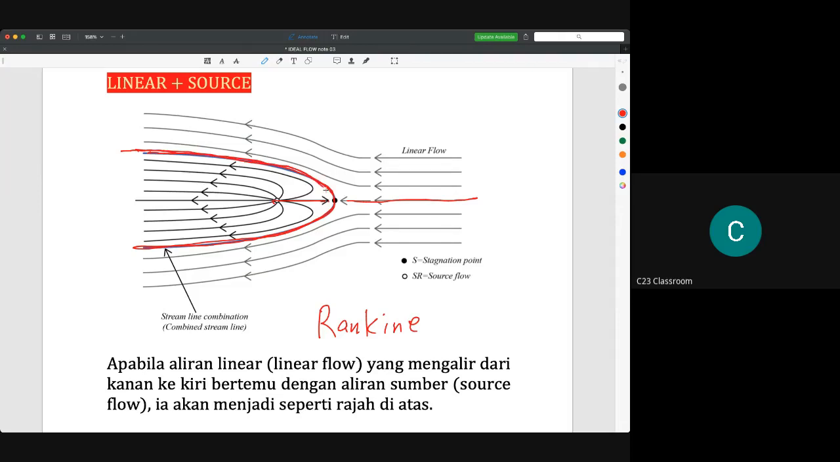Rankine ni nama saintis. Rankine mendapati bahawa bentuk ini sebenarnya unik. Unik tu membawa maksud ia mempunyai beberapa ciri. Pertama, kita dapati bahawa garisan ini sebenarnya adalah borderline yang membezakan di antara aliran di dalam source dan juga aliran linear flow yang di luar. Membawa maksud bahawa aliran linear flow yang di luar tidak akan masuk ke dalam dan tidak akan ada aliran source yang akan melompat keluar. Okay.